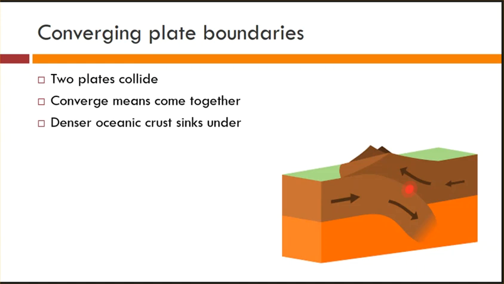The denser one sinks under the less dense crust. So the oceanic goes under the continental. These are destructive, they're destroying one of the crusts. Okay, so land is being destroyed and it turns into molten earth. Really, really hot land when it goes under. Does that make sense?